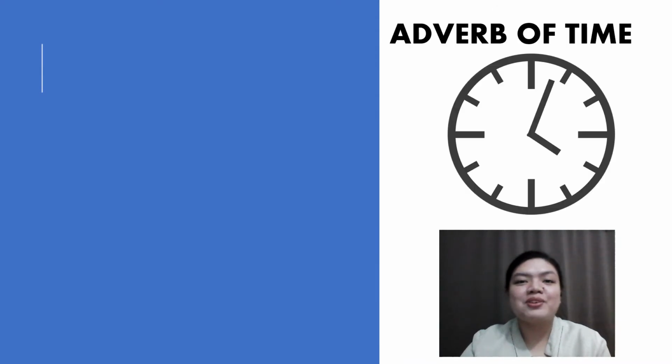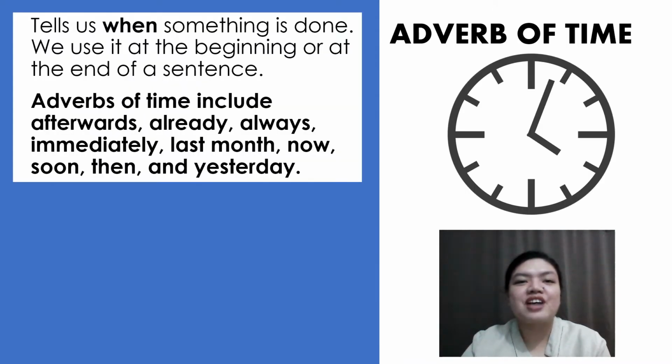The first type is the adverb of time. This adverb tells us when something happened or is done. We use it at the beginning or at the end of a sentence. Examples include afterwards, already, always, immediately, last month, now, soon, then, and yesterday.